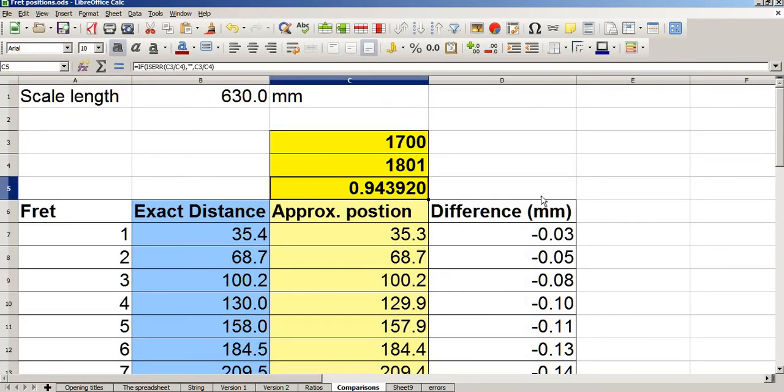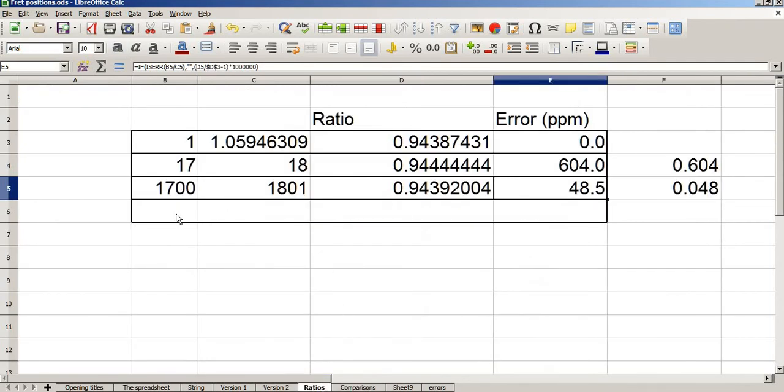Is there a better approximation again? The answer is yes, although I would say that it's fairly pointless using it, but we'll go through it anyway. Our even more accurate approximation is 1749 divided by 1853.